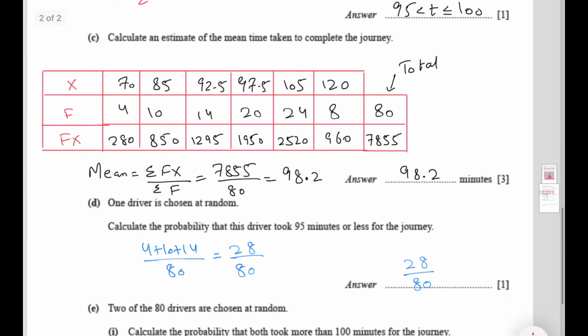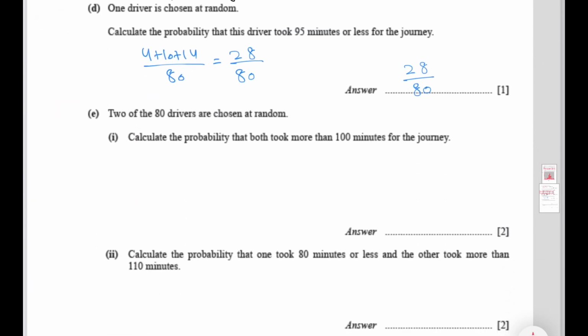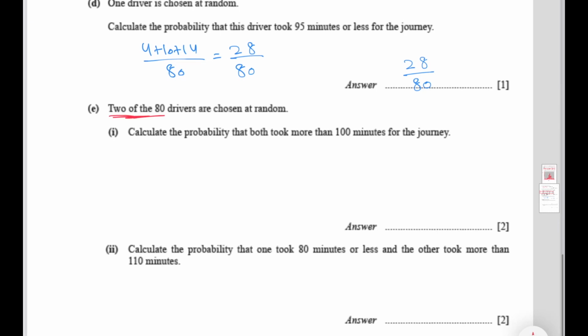But the question says 2 drivers are chosen. Two drivers are chosen out of the 80 drivers. So 24 plus 8 was 32. Out of 80, that's for the first driver. If you choose the second one, since from the total, one gets subtracted, so this becomes 79. And from the drivers who took more than 100 minutes, one also gets subtracted, so this becomes 31.